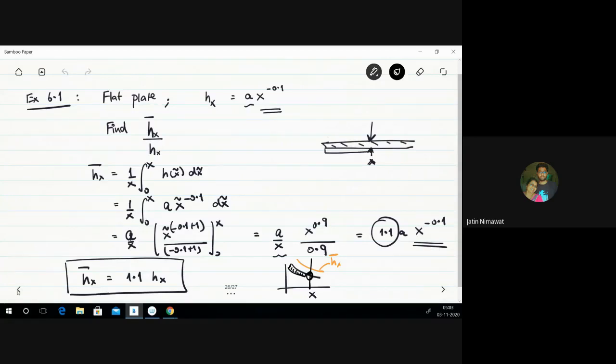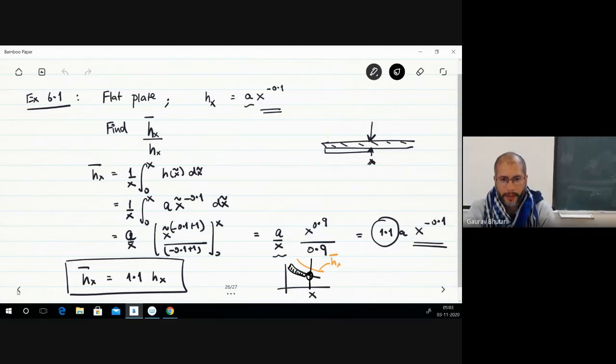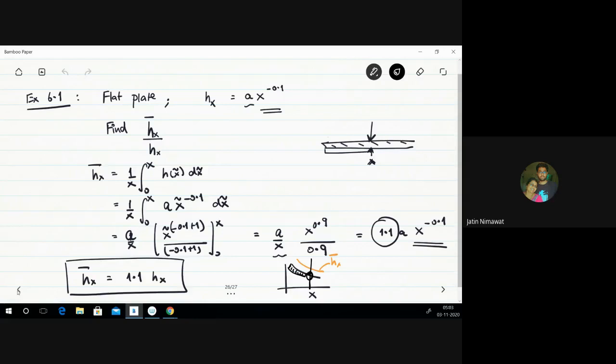But sir, what about the point at which the plate starts? At that point the H will be maximum, right? Right. So at those points the difference shouldn't be there, because it is what it is.